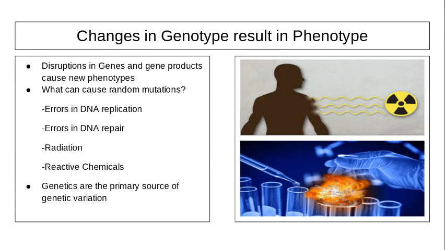Changes in genotype result in phenotype. Disruptions in genes and gene products cause new phenotypes. What can cause random mutations? Errors in DNA replication, errors in DNA repair, radiation, and reactive chemicals. Mutations are the primary source of genetic variation.